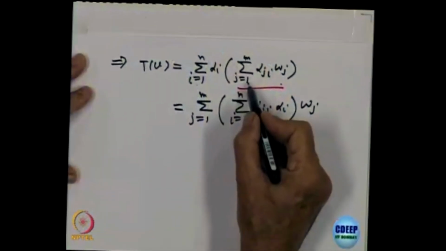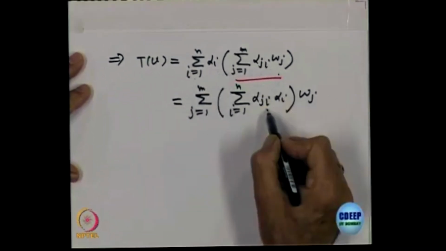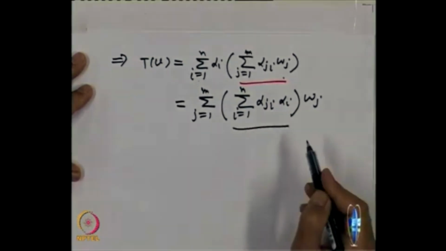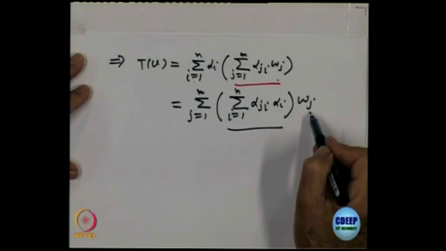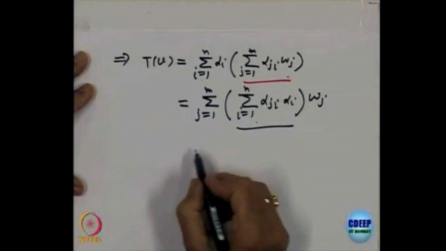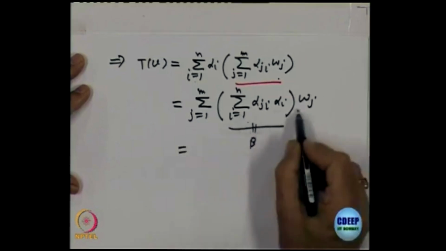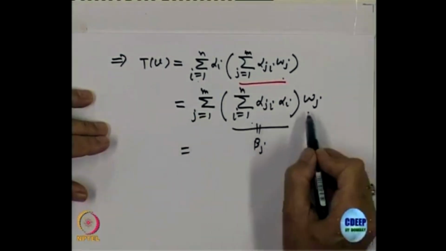Okay, I just interchanged. I was here outside, I have brought it inside; j was inside, I have brought it outside. So alpha j i alpha i, summation over i. So this thing is independent of i now because I have summed it up, right, some scalar will come. So let us write this as beta j. This depends on j. So what is it? T of v is sigma beta j wj.